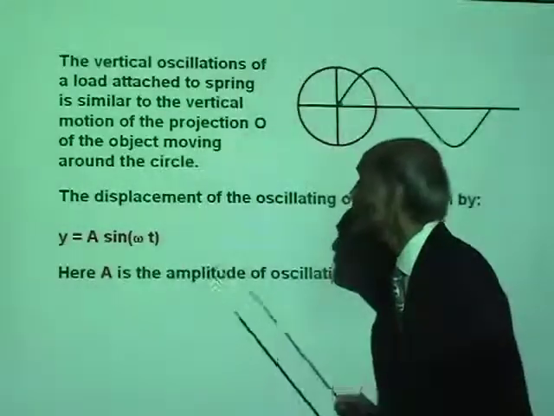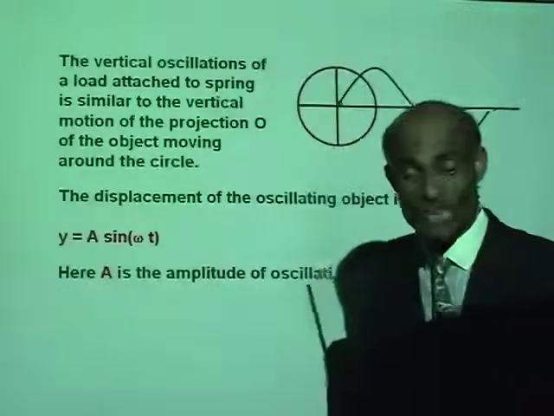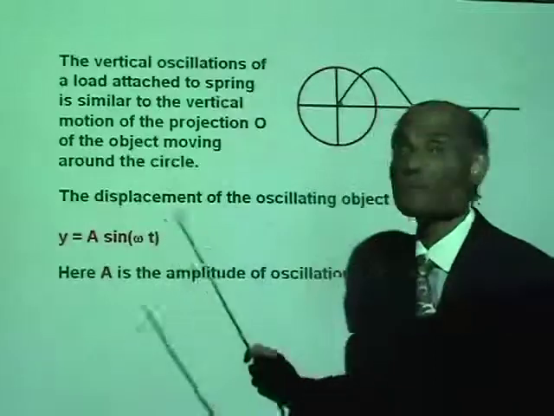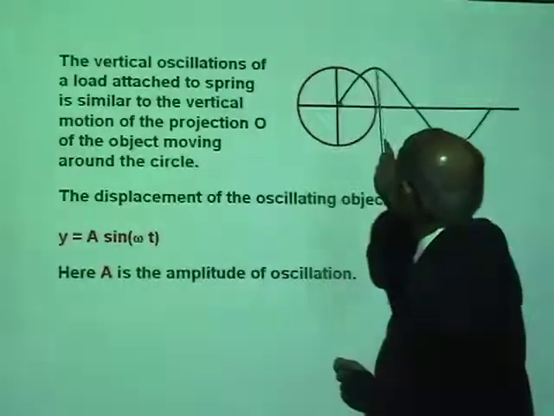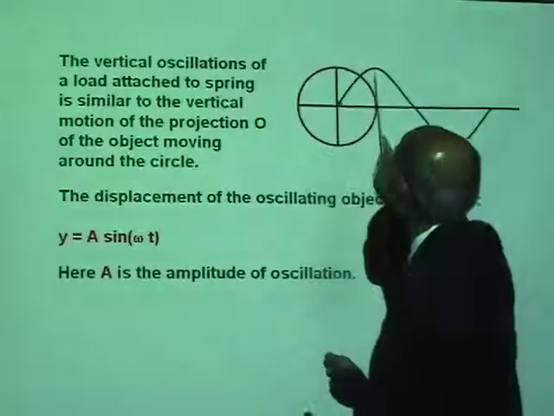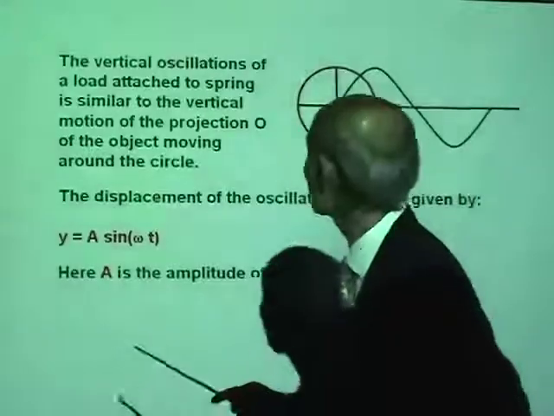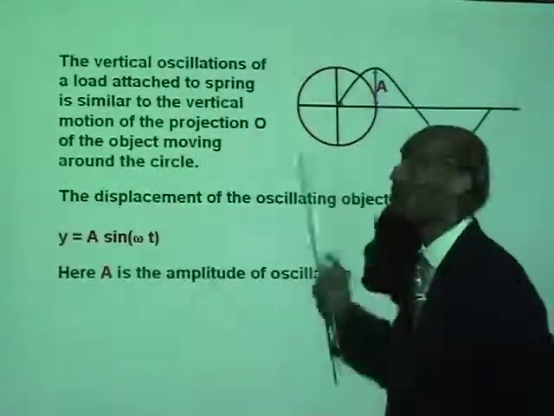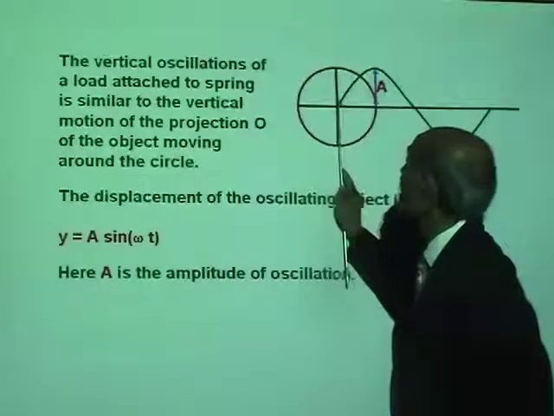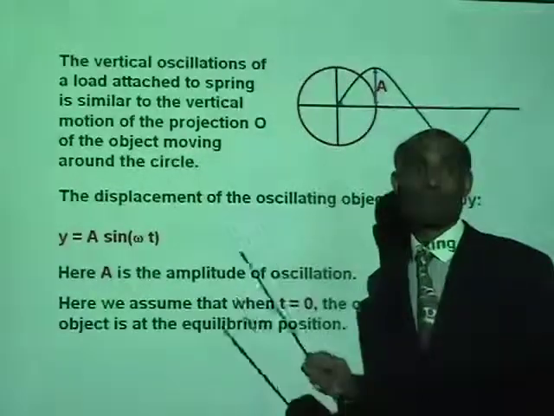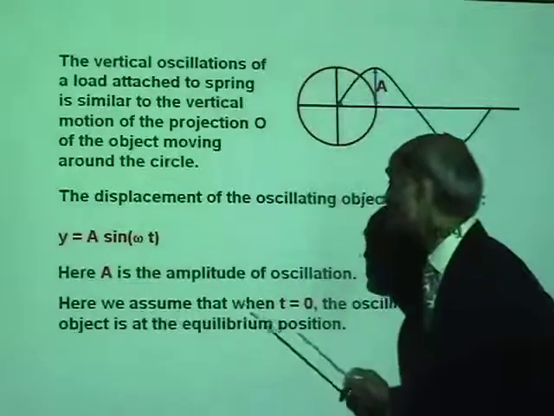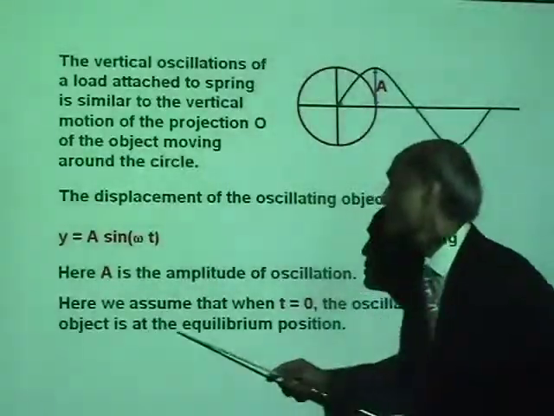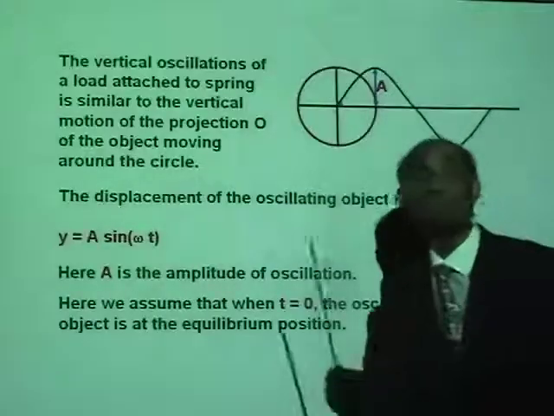Here A is the amplitude of the oscillation, isn't it? A is the maximum displacement. Now, this is a measure of the amplitude. That is the maximum displacement. So, that is the amplitude of oscillation, which is the radius of the circle. Now here, we assume that when t equal to 0, the oscillating object is at the equilibrium position.